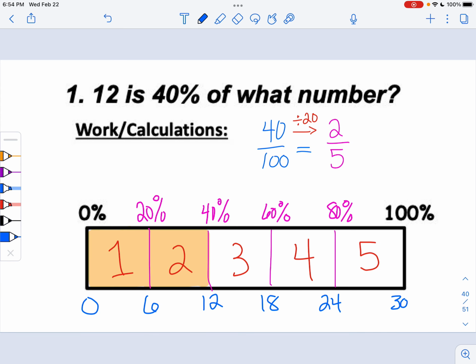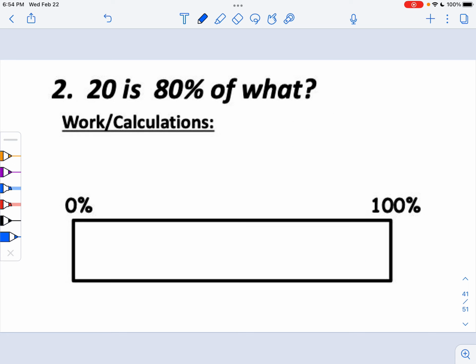Here's problem number 1. If you didn't get a chance, you can take a screenshot and copy it onto yours. You cannot just paste it onto your worksheet. You actually need to copy it onto your own worksheet. So now we're going to go to problem number 2.